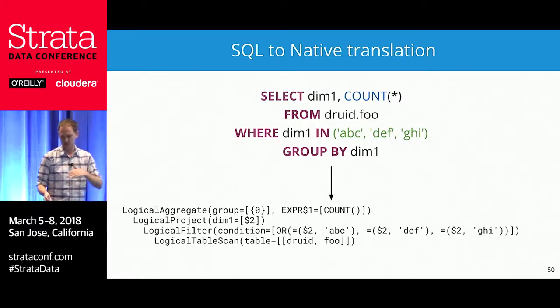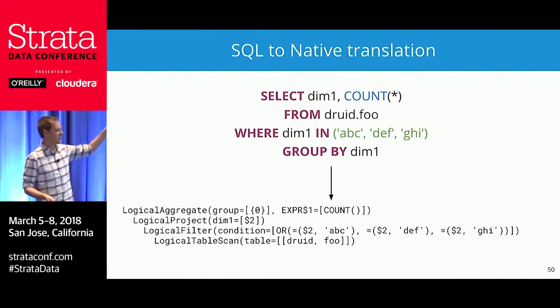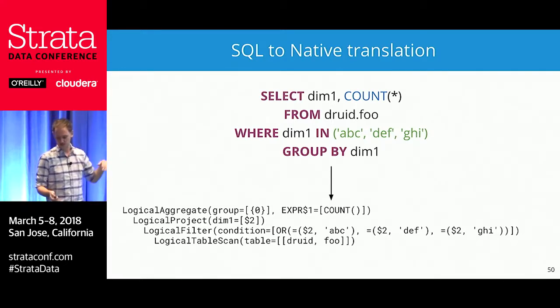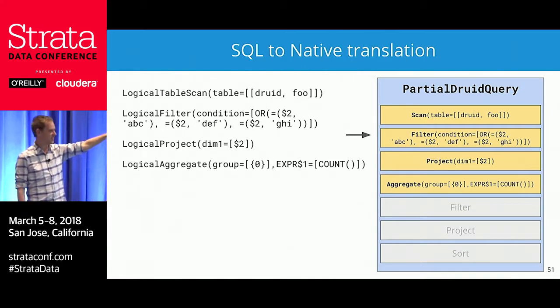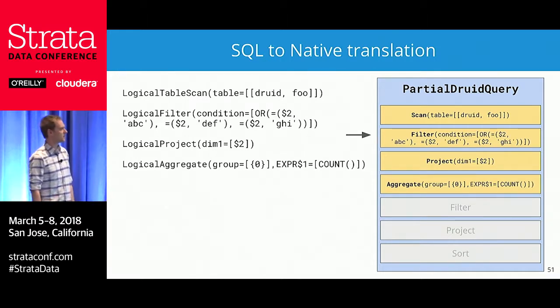So when we do a SQL to native translation, remember that Calcite is going to represent this SQL query as a sequence of operators. That sequence of operators, we map onto a PartialDruidQuery object. If you open up the Druid source code and search for PartialDruidQuery, you'll see that it's an object that's got 7 fields in it, one for each one of these things. We map onto that in that order.